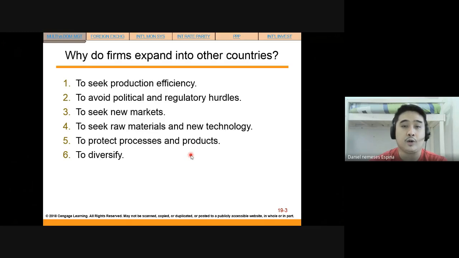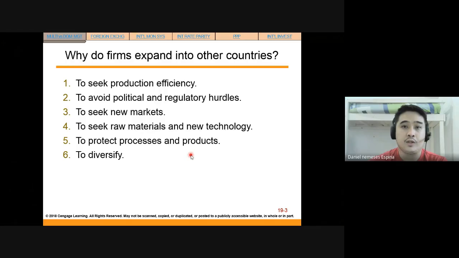Okay, so each country has its own risk. Okay, so we have the political risk and other risks. So if they want to diversify their operations and not be affected by the risk of that country, it's better to diversify their business outside.